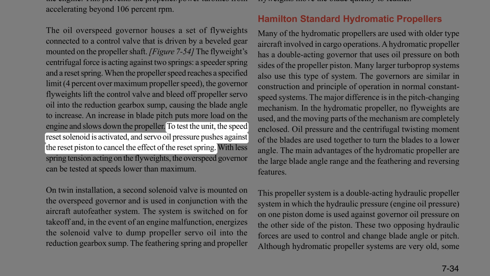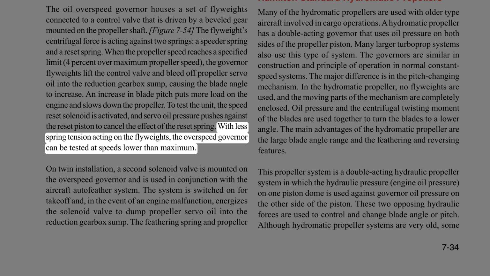To test the unit, the speed reset solenoid is activated, and servo oil pressure pushes against the reset piston to cancel the effect of the reset spring. With less spring tension acting on the flyweights, the overspeed governor can be tested at speeds lower than maximum.